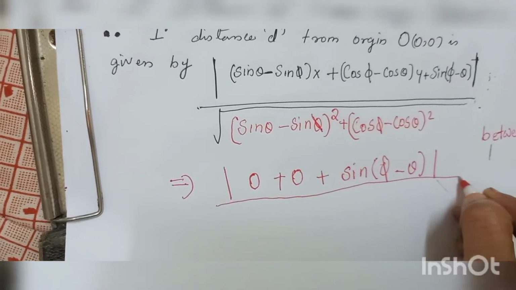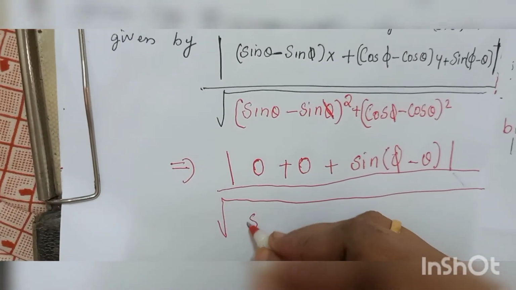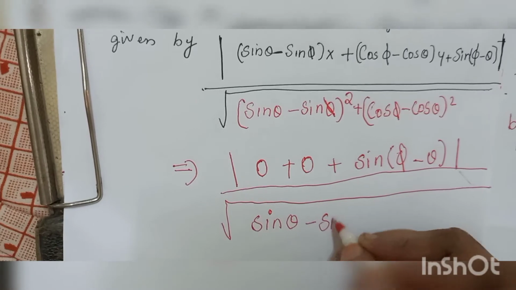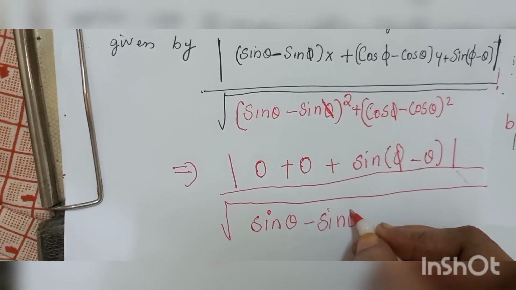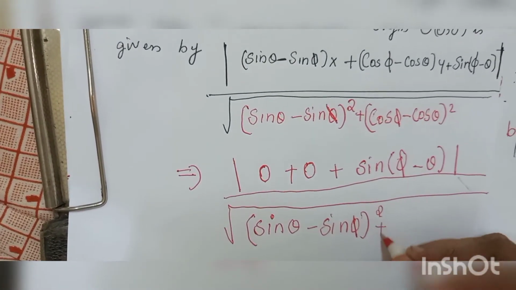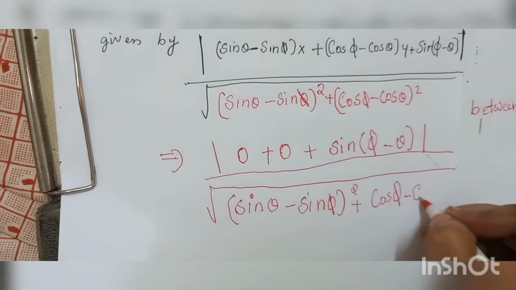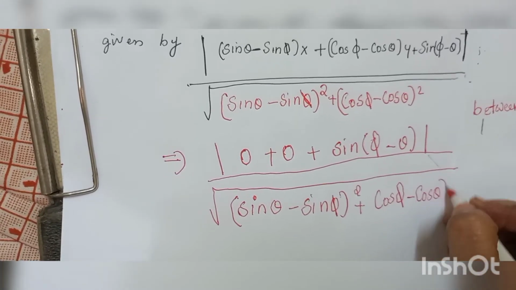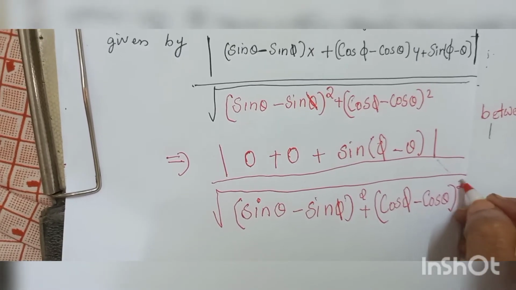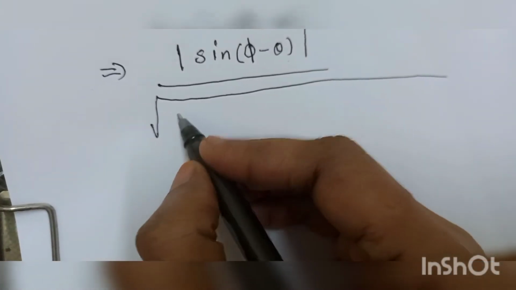Under root of (sin theta minus sin phi) whole square plus (cos phi minus cos theta) whole square, isn't it? Whole square. Okay, we get like this. Then the denominator we have to expand it.